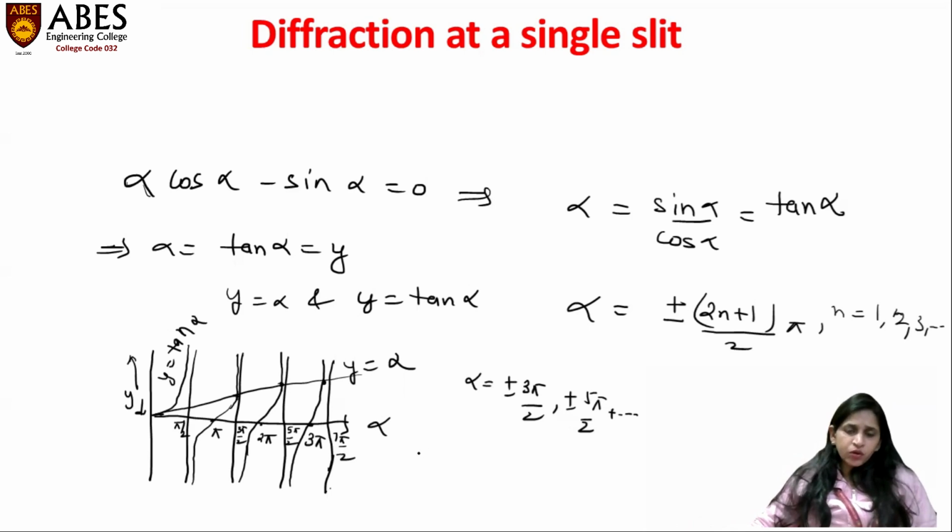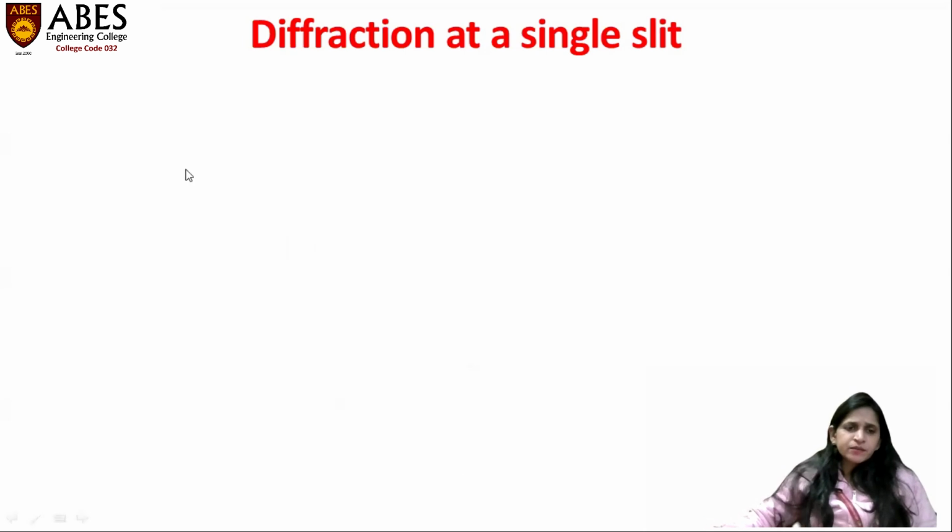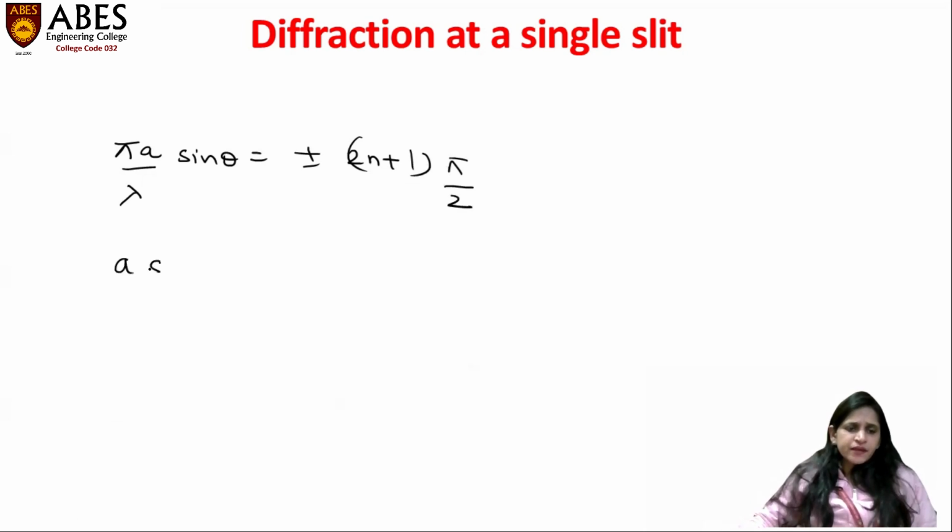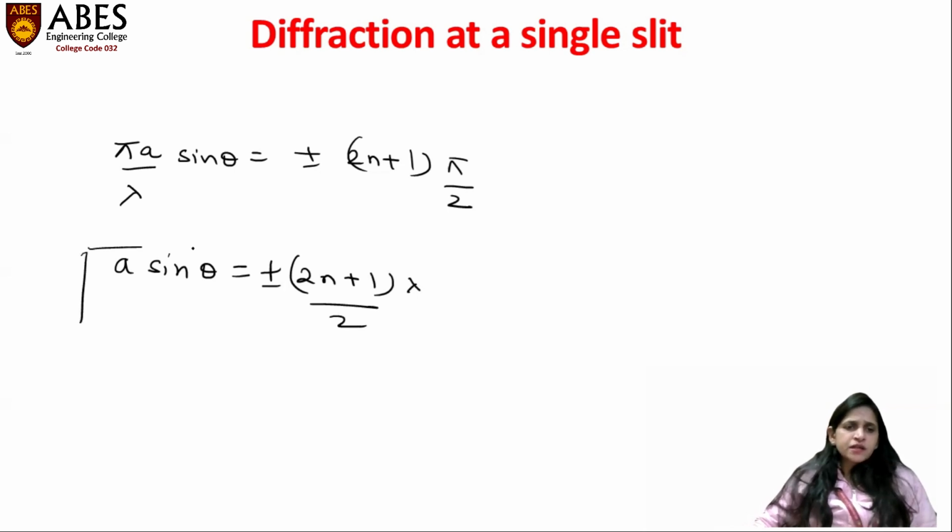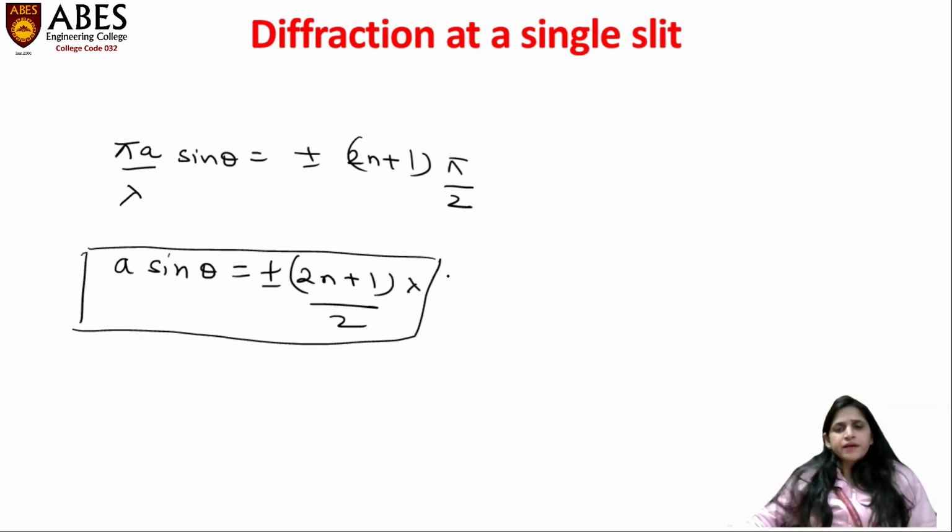From here we can also get the direction of secondary maxima. What will be the direction of secondary maxima? If we write the value of alpha again, pi a by lambda into sine theta is equal to plus minus (2n plus 1) pi by 2. So the direction is a sine theta equal to plus minus (2n plus 1) lambda by 2. This is the direction of secondary maxima.